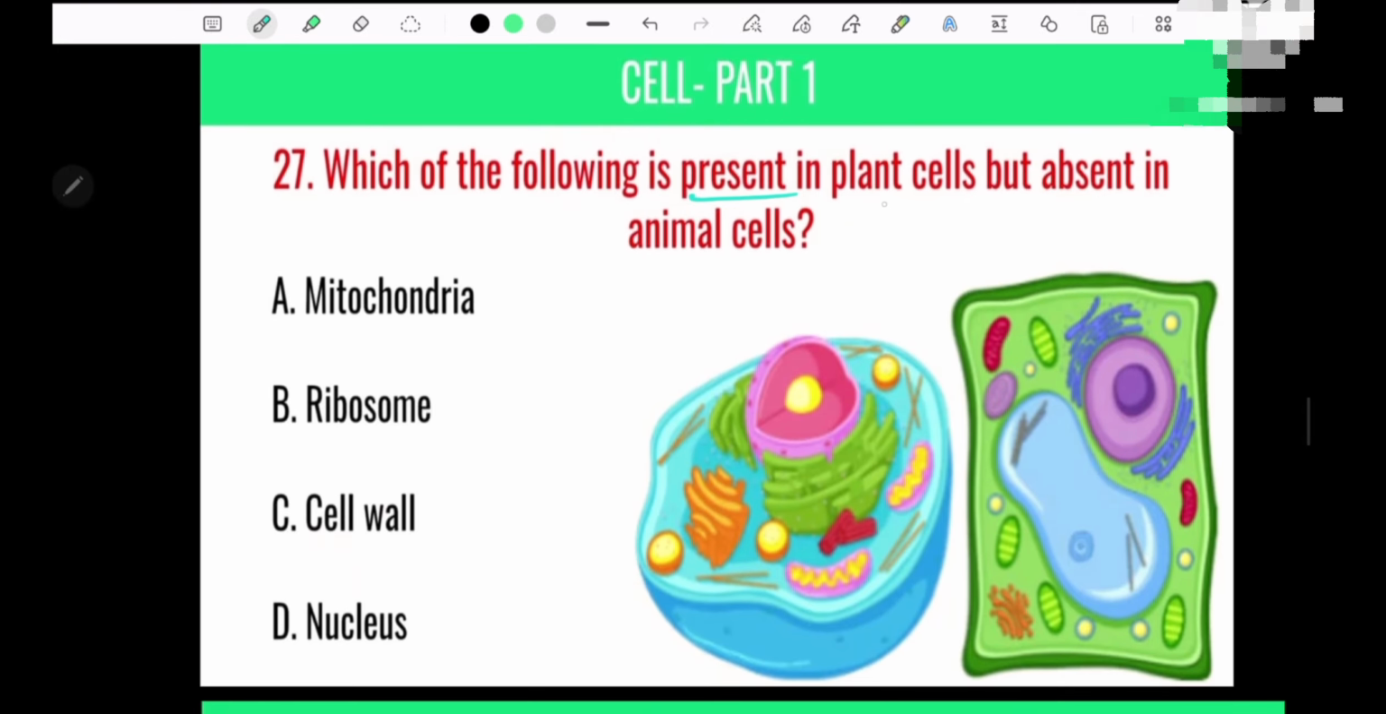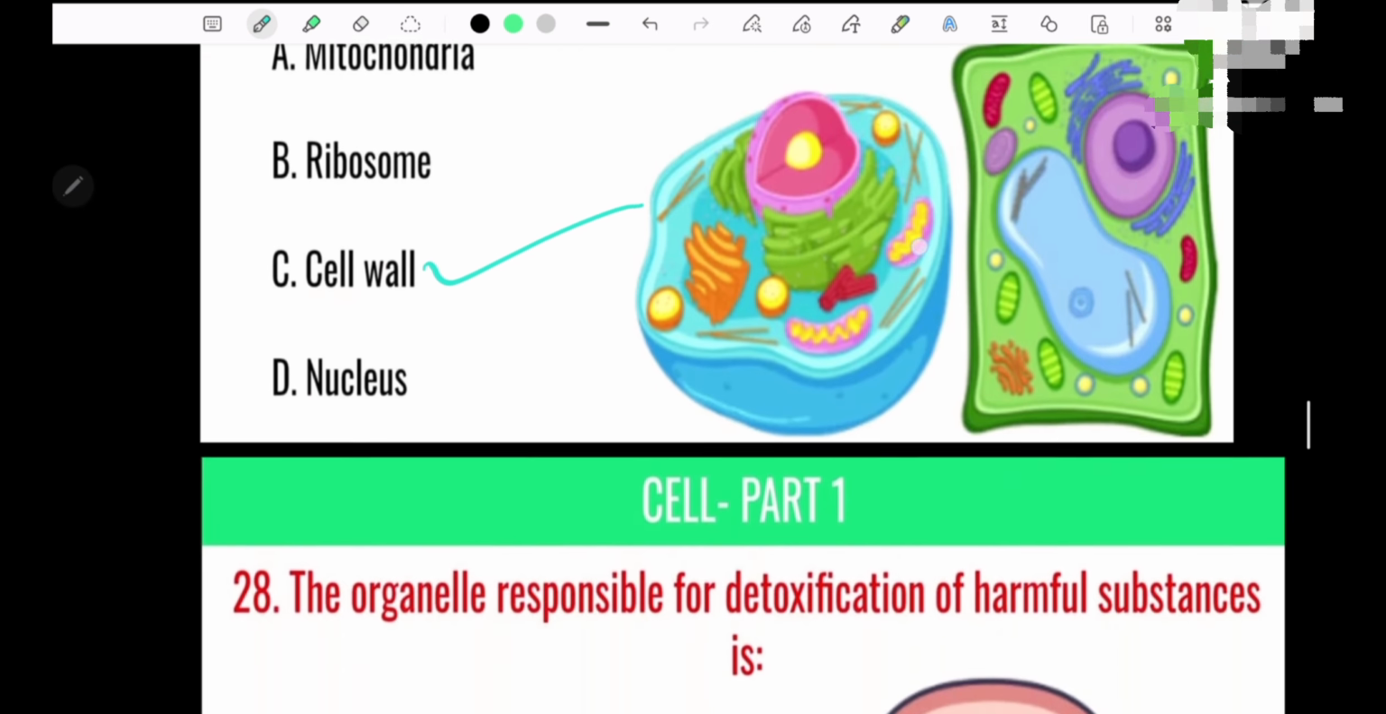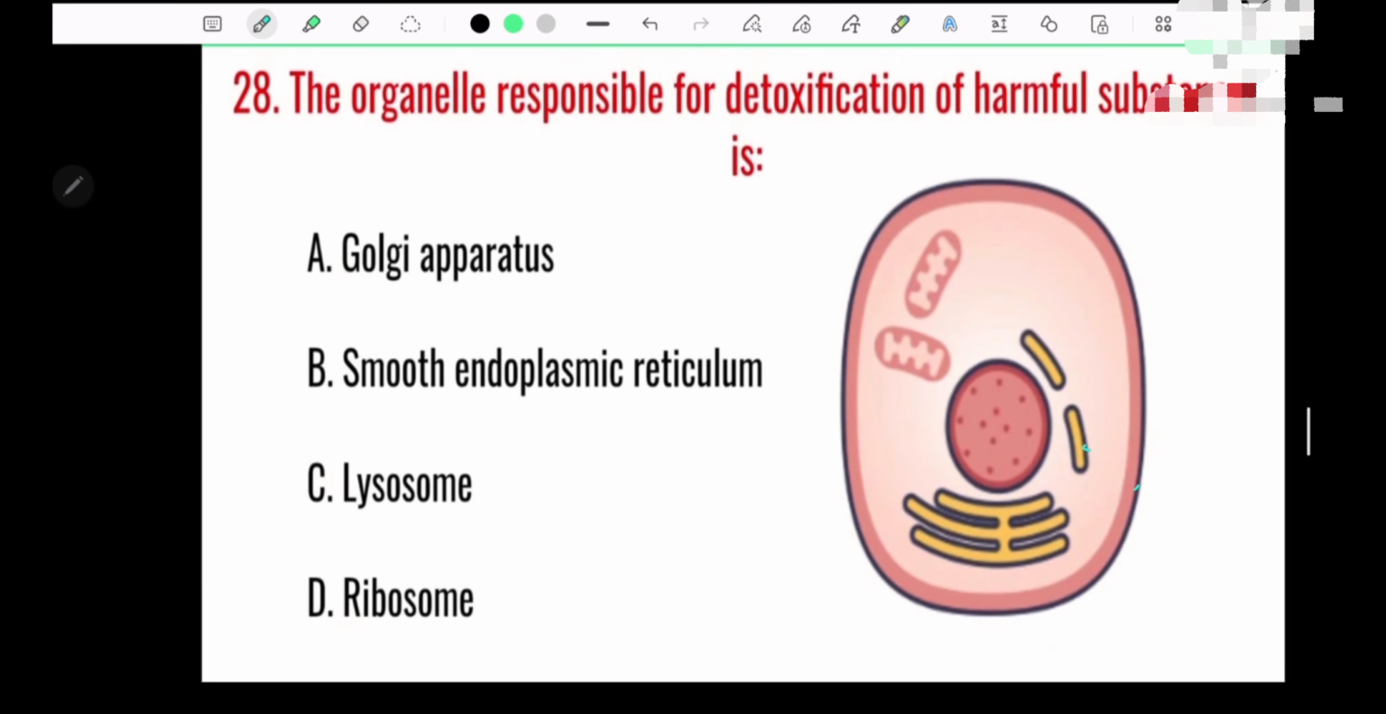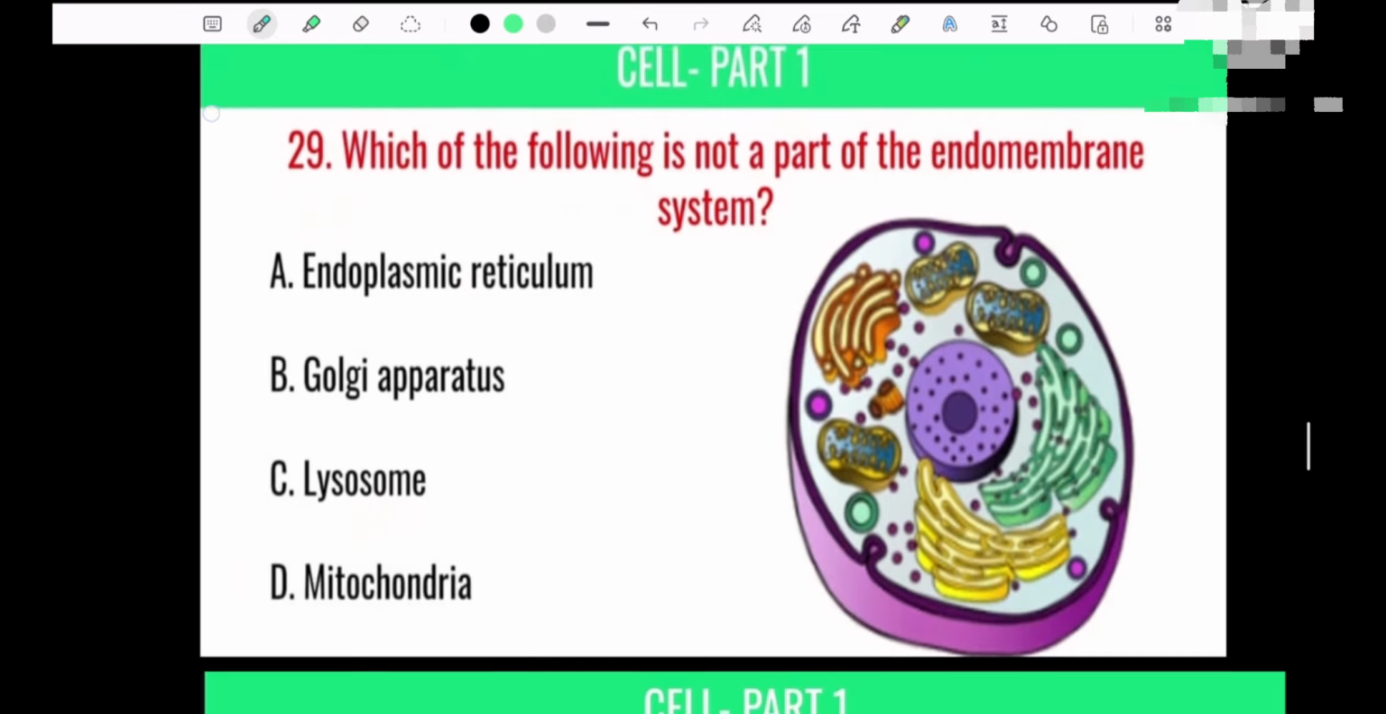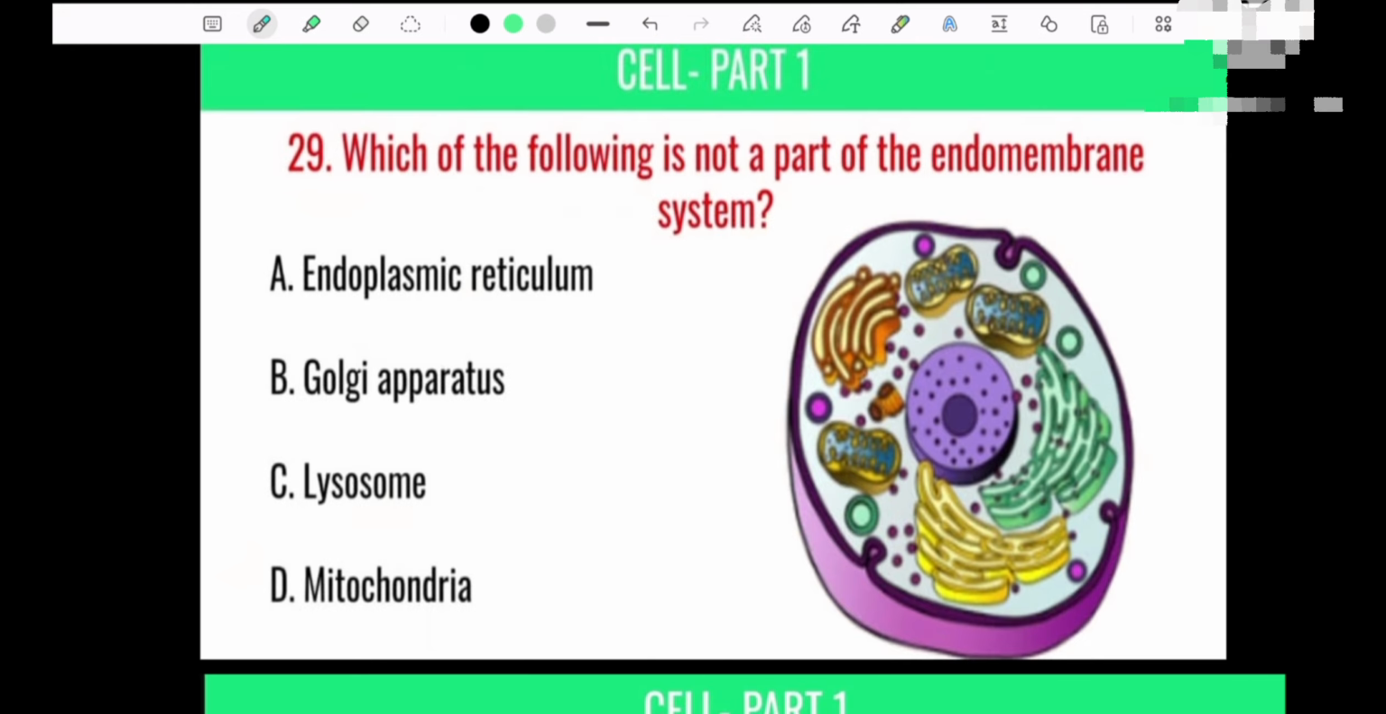Which of the following is present in plant cell but absent in animal cell? Cell wall. The organelle responsible for detoxification of harmful substances is smooth endoplasmic reticulum. Which of the following is not a part of the endomembrane system? Mitochondria.